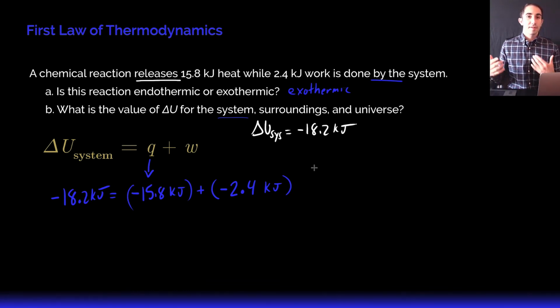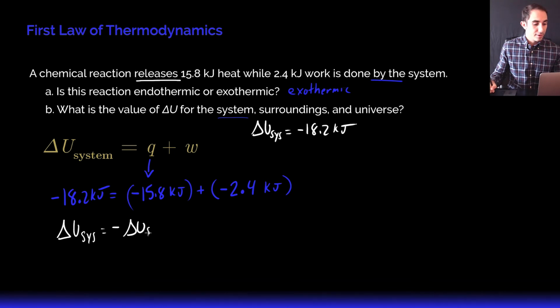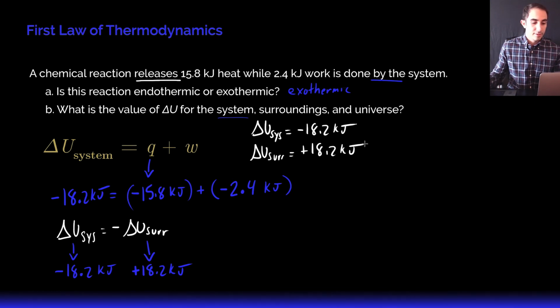Now, for delta U of the surroundings, we need to remember that delta U of the system is equal to negative delta U of the surroundings. So there's not a lot more math that we have to do here, except to say that our delta U of system was negative 18.2 kilojoules. And so our delta U of surroundings has to be positive 18.2 kilojoules. So delta U of our surroundings is positive 18.2 kilojoules.